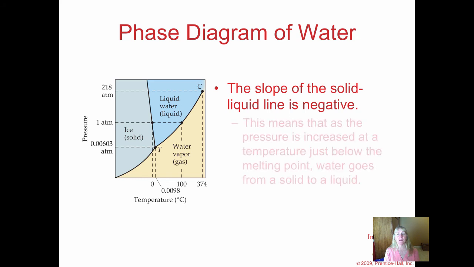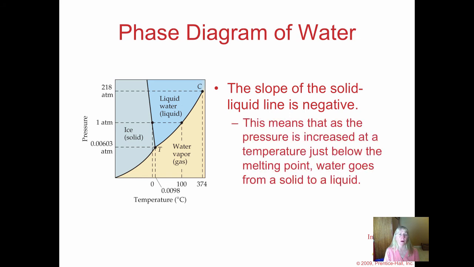So here's that negative slope of water, and as pressure is being increased at a temperature that's just below the melting point, water will turn from a solid into a liquid. So the melting point of water is going to decrease with increasing pressure, and the more dense or condensed form of the substance is being favored as pressure increases. That's why the amount of liquid water blue area is larger.